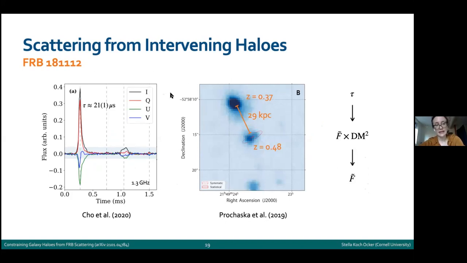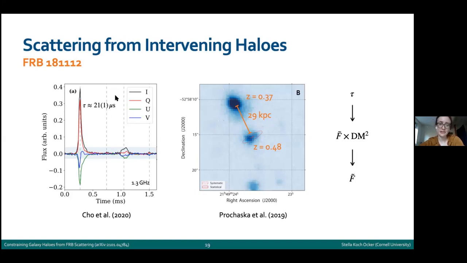And so the first one is FRB 181112. And so this image on the right is showing you an optical image of the host galaxy here. This orange ellipse is showing the localization of the FRB, which was found by ASKAP. And it's associated with the host galaxy at a redshift of 0.48. And as you can see, it comes within 29 kiloparsecs of a foreground galaxy at a redshift of 0.37.